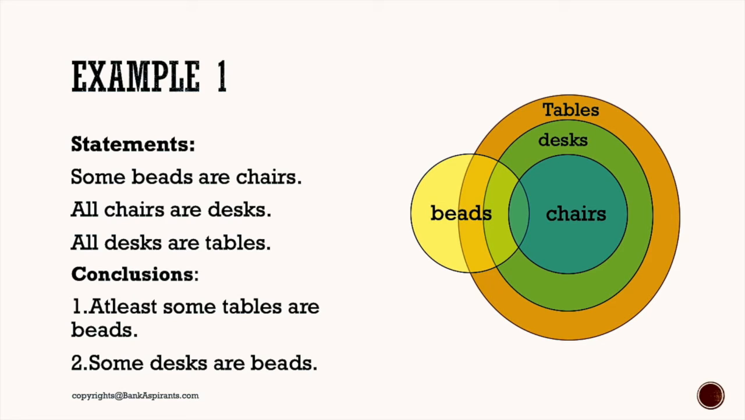Conclusion 1: at least some tables are beds. The keyword "at least" before some is nothing but some itself. You just forget "at least"; it is just for confusing you. If "at least" is given before some, we just leave that and read it as some tables are beds. So some tables are beds, yes, it is true.